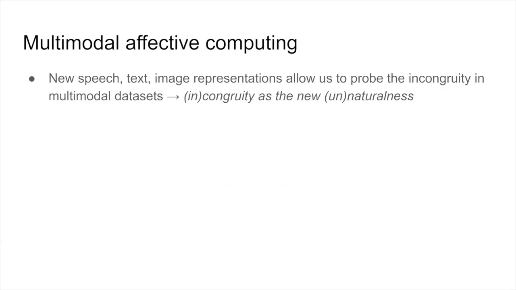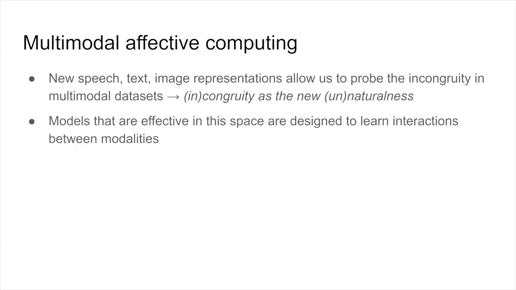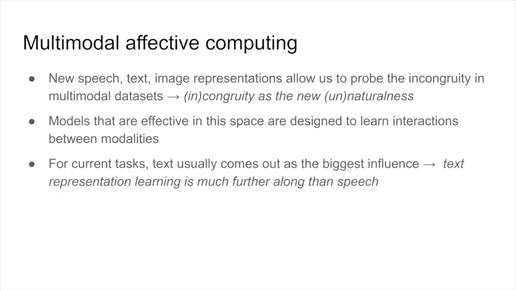So some general points, I'll wrap up now, about multimodal affective computing. These representations allow us to probe some incongruity. Incongruity is a new unnaturalness in terms of trying to understand what is good in speech generation, that sort of stuff. Even 5 years ago, the models weren't really good enough to model these subtle interactions. Now they can learn these interactions.